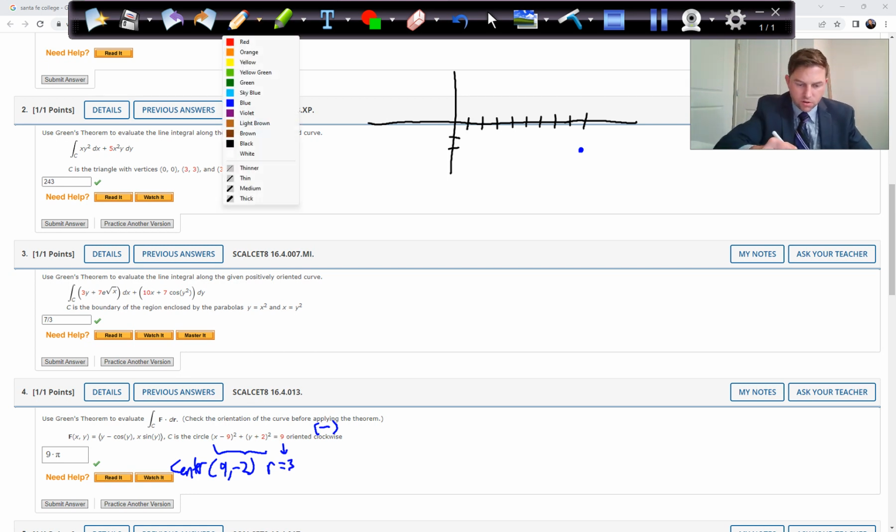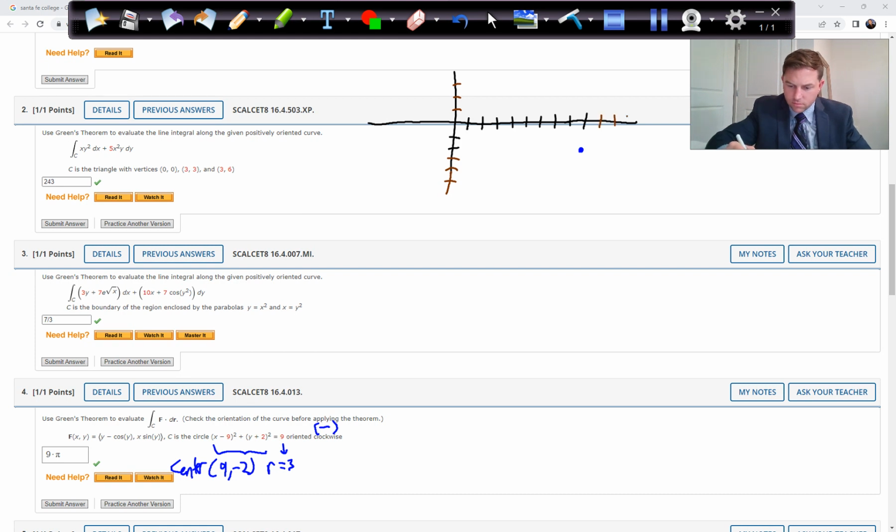So this circle over here at 9 comma negative 2, and its radius is 3, so it's going to go 1, 2, 3. There's a dot there. 1, 2, 3 dot here. 1, 2, 3 dot down here. 1, 2, 3 dot over here. So this circle looks like this, and it is clockwise, so it is going this way.